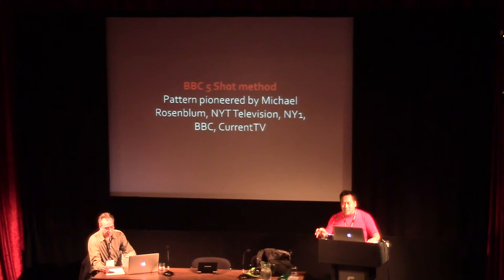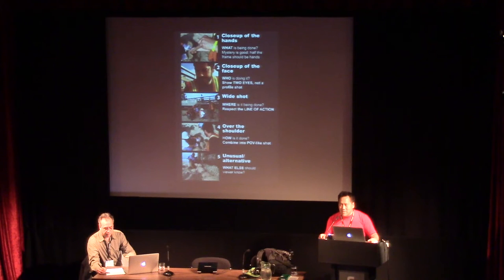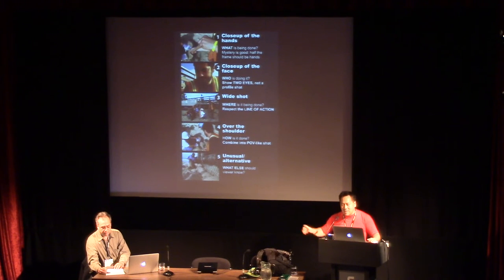So the BBC five-shot method is something they used originally to train print journalists how to do video. A lot of folks who do video journalism might have learned the craft in film school or some other type of method, but to get print journalists to do video journalism very quickly, they basically recommended this method, which is finding a human subject, regardless of whether the story is generically about economics or something else, and starting with a close-up on the hands first, a close-up on the face second, and then a wide shot of where things are happening, and then an over-the-shoulder shot as the fourth shot, to kind of bring all those three elements together.